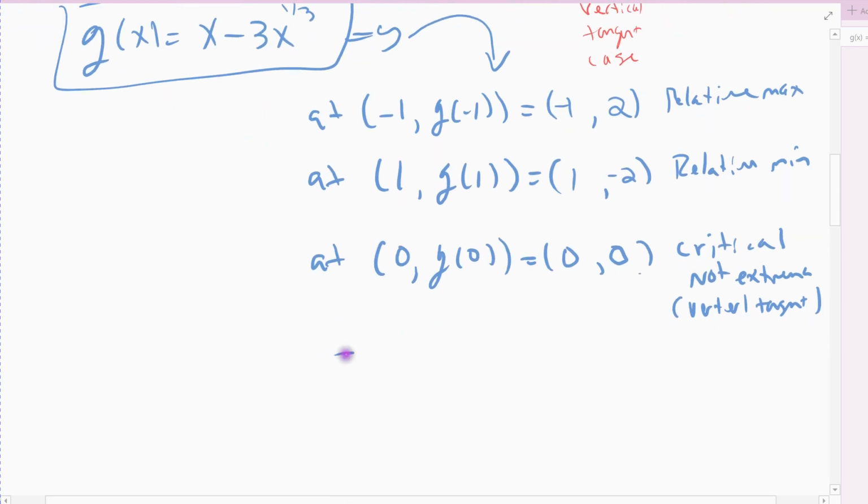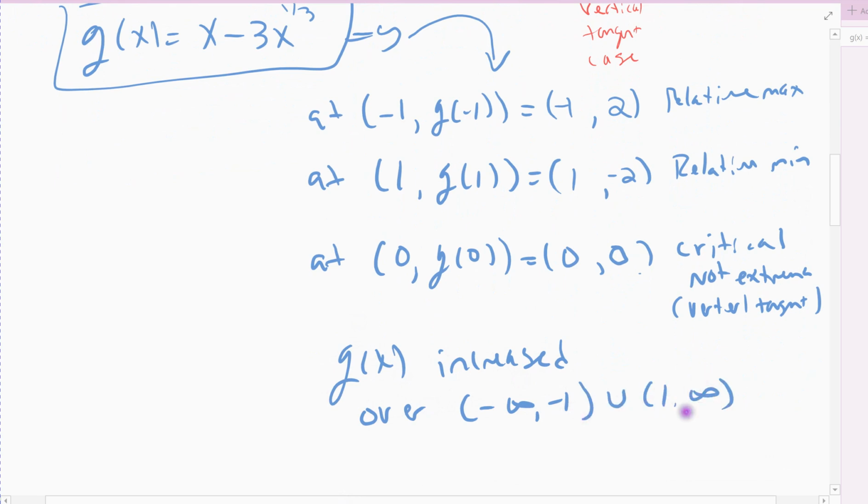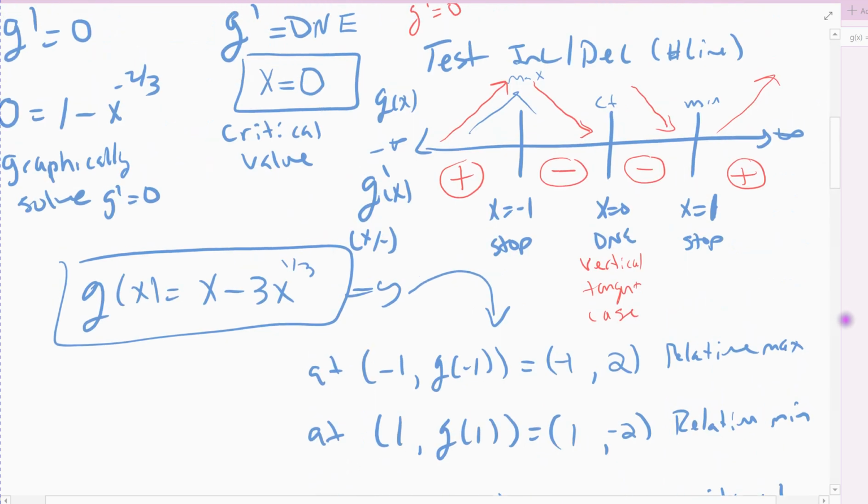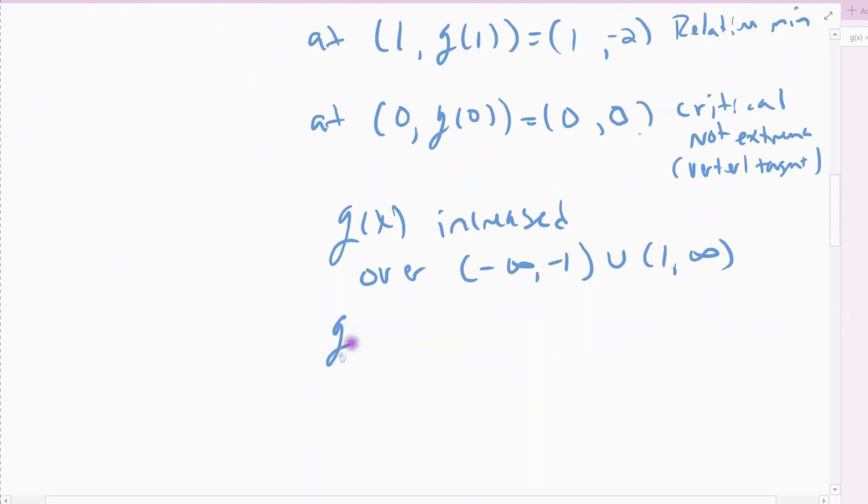Now write where it increases and where it decreases. So my original function, g of x, increased at the ends, over the interval negative infinity to my first critical point, negative 1, and from 1 to infinity. That's what my table said. Negative infinity to negative 1, it increased, moved up. From 1 to positive infinity, it moved up. g of x decreased over the intervals negative 1 to 0 and 0 to 1.